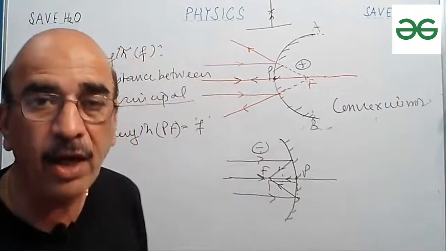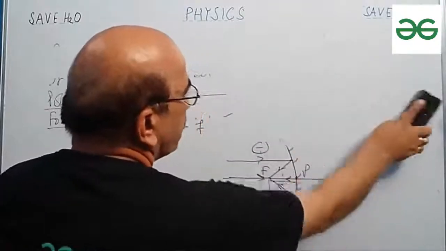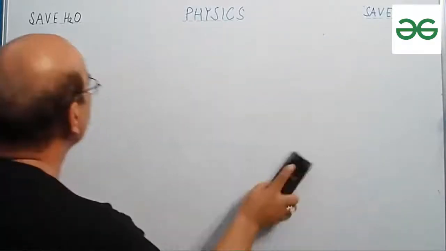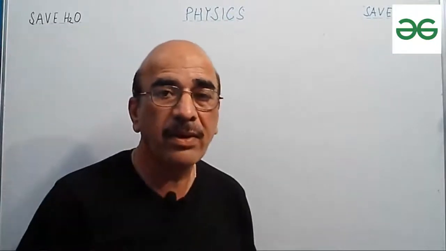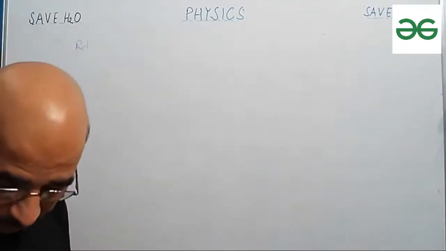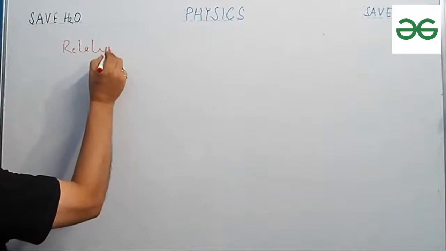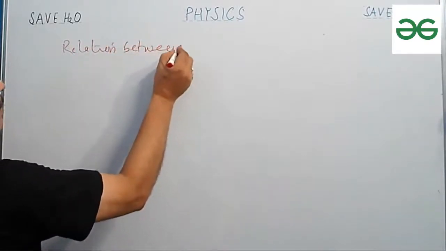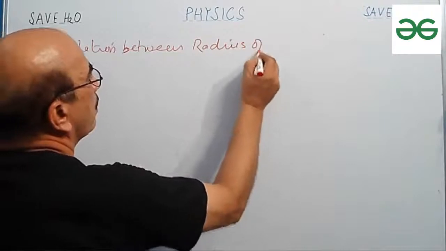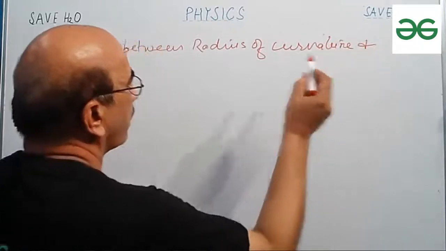So I am rubbing it, and all of you have noted. Radius of curvature is represented by capital R, and focal length is represented by small f. Now note down this relationship. I am writing the heading here: Relation between radius of curvature and focal length.